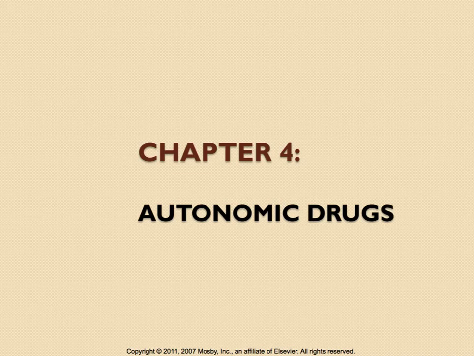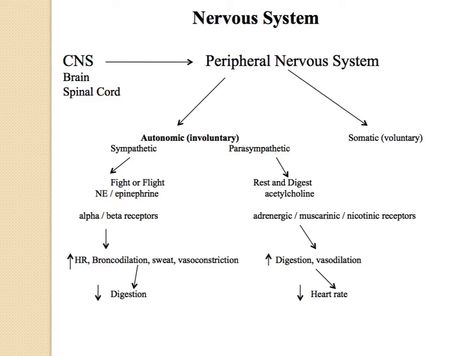Welcome to Chapter 4. In this chapter, we're going to talk about autonomic drugs. But before we can do that and talk about the effects of the autonomic nervous system, we have to do some basic nervous system review. First, you have the CNS, the central nervous system, your brain and your spinal cord, which moves out to the peripheral nervous system, and that has two parts, the autonomic and the somatic system.